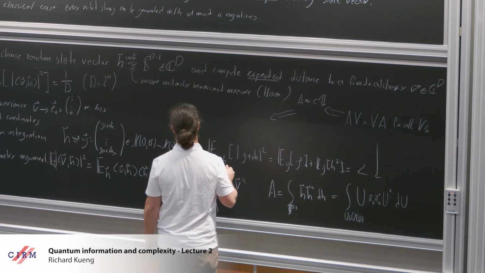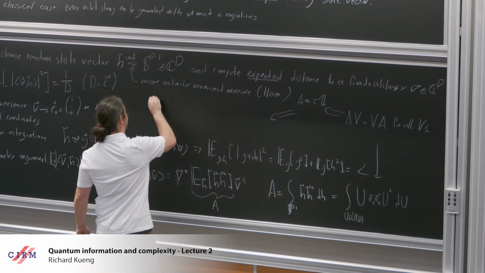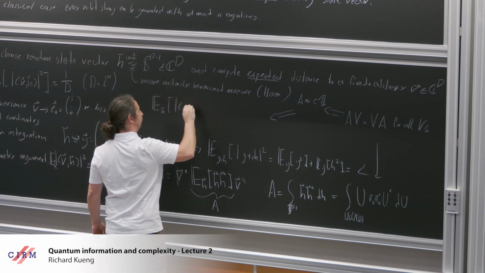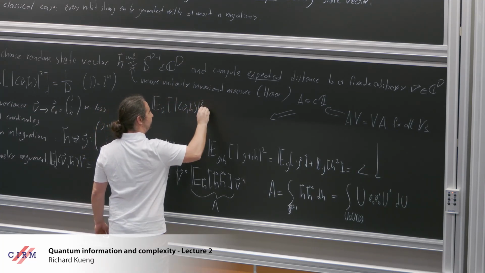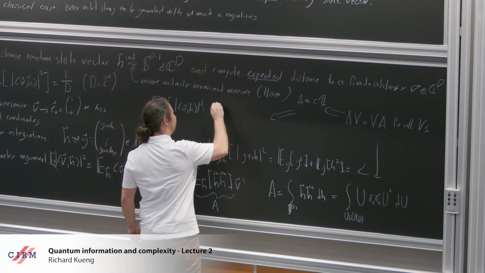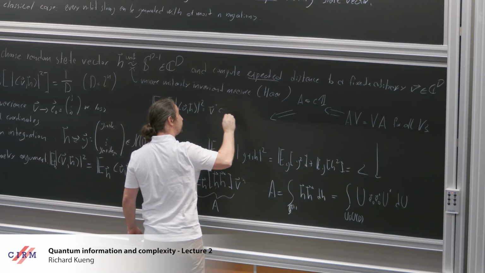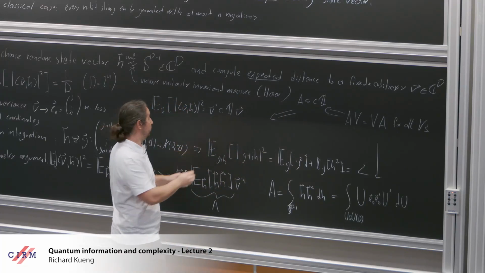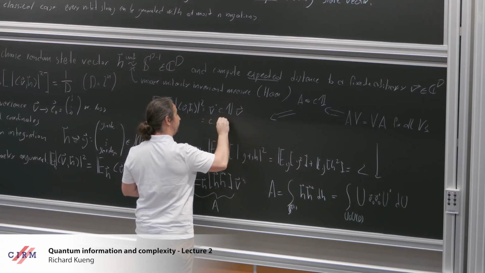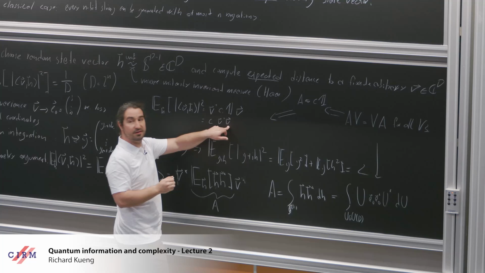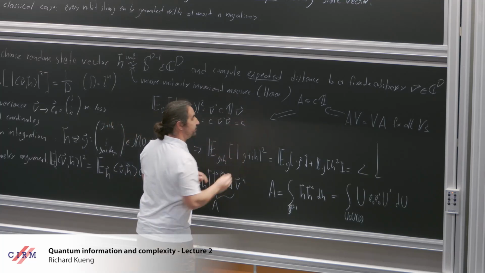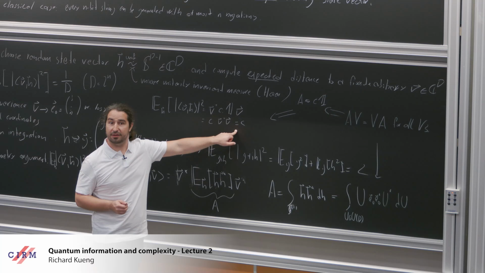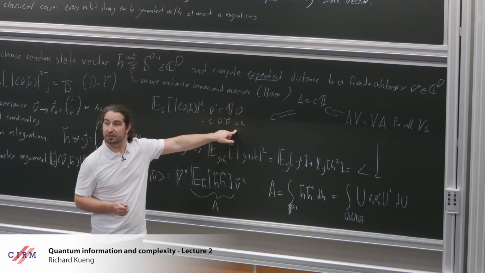This tells us that the expectation value over h of |v⟩⟨h|² is the same as a constant times the identity matrix times v. This is what we just learned. This is a constant times ⟨v|v⟩. This is a unit vector, so this is the constant. And the only thing that remains is to compute this constant.